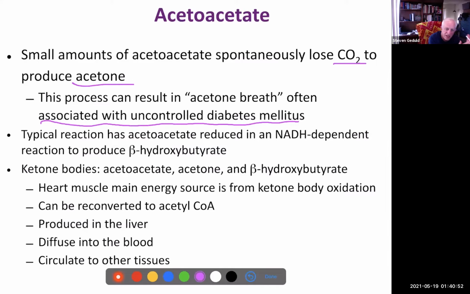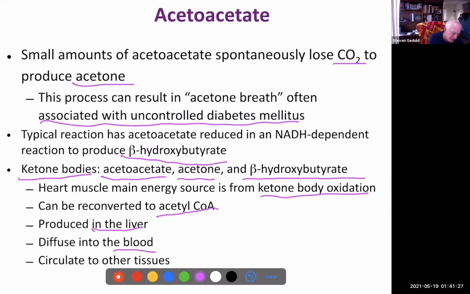Acetoacetate can be reduced in an NADH dependent reaction to produce beta-hydroxybutyrate. So the ketone bodies are acetoacetate, acetone, and beta-hydroxybutyrate. Those are your ketone bodies. Now the heart muscle's main energy source is ketone body oxidation, the breaking down of those ketone bodies. They can be converted into acetyl coenzyme A, as we just saw in the mitochondria. They're produced in the liver, diffuse into the blood, and circulate to other tissues.